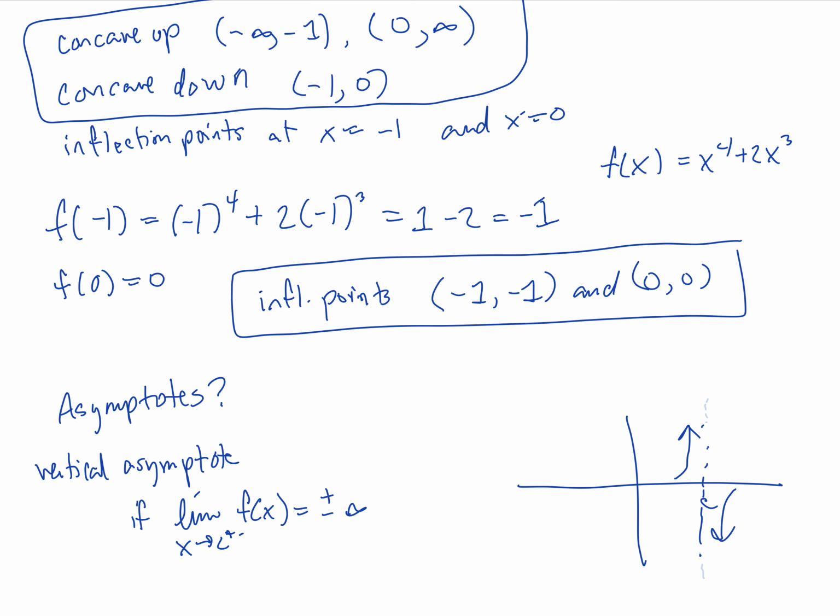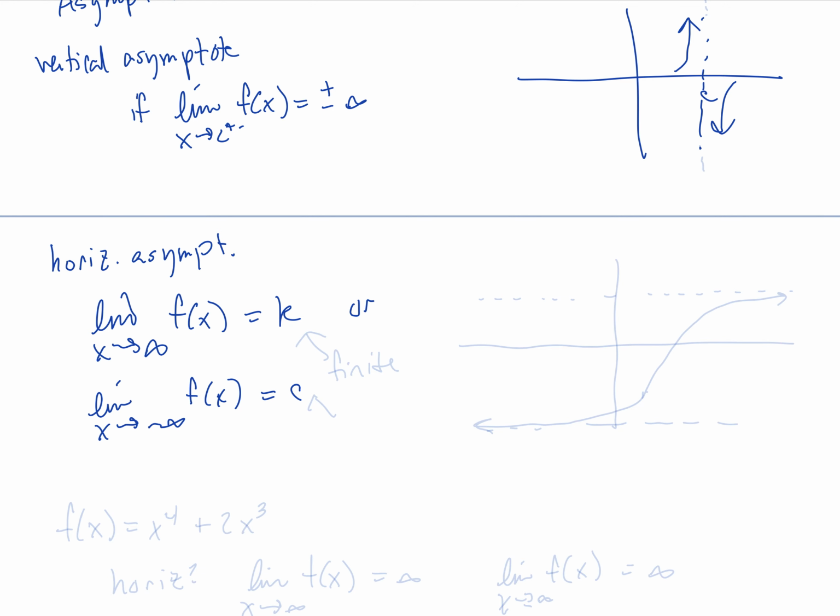We could have a horizontal asymptote. That's a place where the limit as x goes to infinity of f of x is some constant k, or the limit as x goes to negative infinity of f of x is some constant c. They could be different asymptotes in theory.